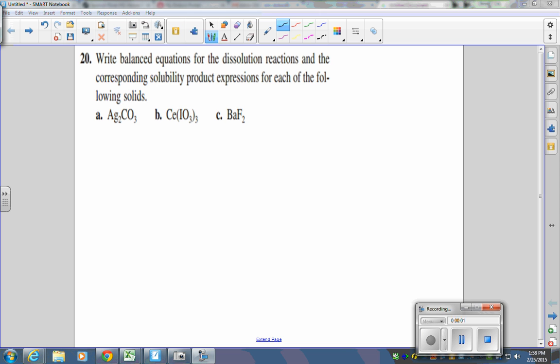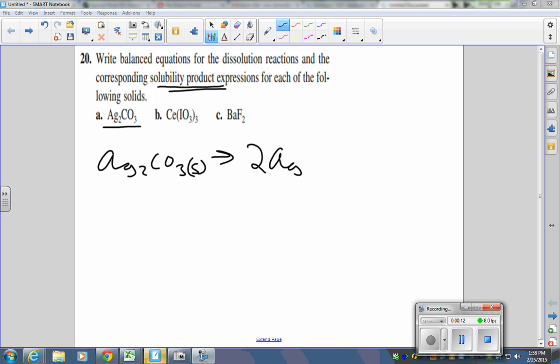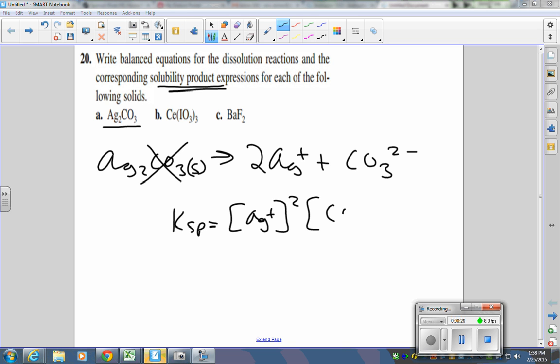The first thing you have to be able to do is write a KSP expression, solubility products, so they're mainly insoluble. So if we take Ag2CO3 as a solid, when it does break up slightly, it's going to be 2Ag+ plus CO3 2-. When I go to write the expression, remember, no solids, so my KSP is going to be equal to [Ag+] to the second times [CO3 2-] to the first. And that would be my KSP expression for A.